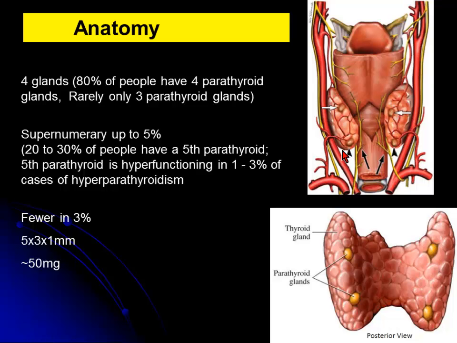But there are variations, and rarely only three parathyroids can be present. Supernumerary glands occur in up to 5%, and 20 to 30% of people have a fifth parathyroid. So the fifth parathyroid is hyperfunctioning in about 1 to 3% of cases of hyperparathyroidism. The average size is 5 by 3 by 1 millimeters, and they weigh approximately 50 milligrams.